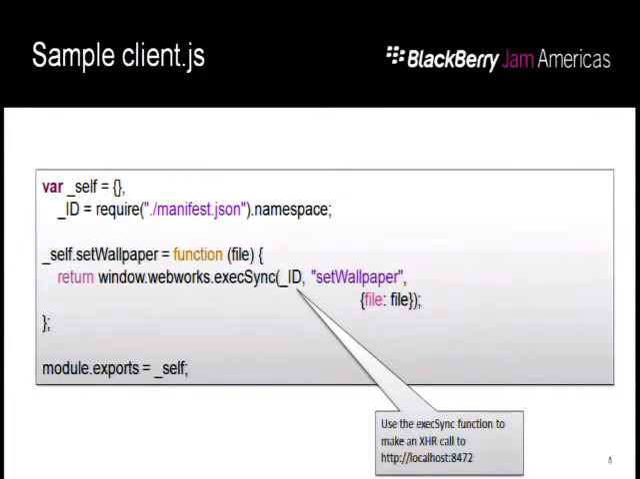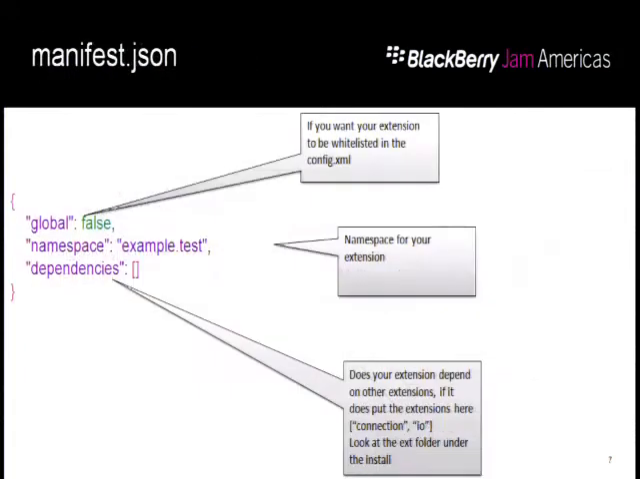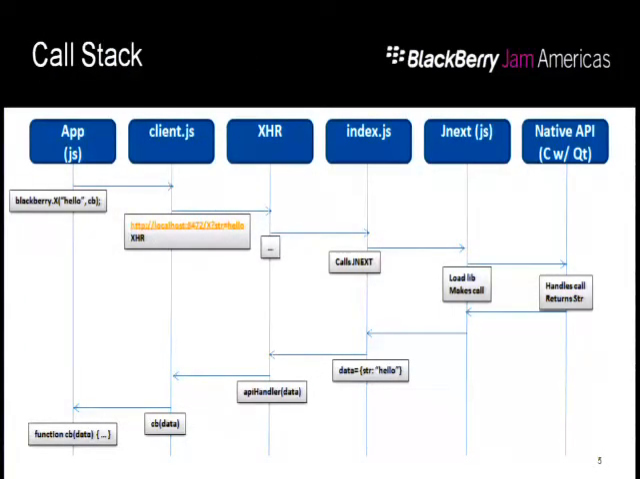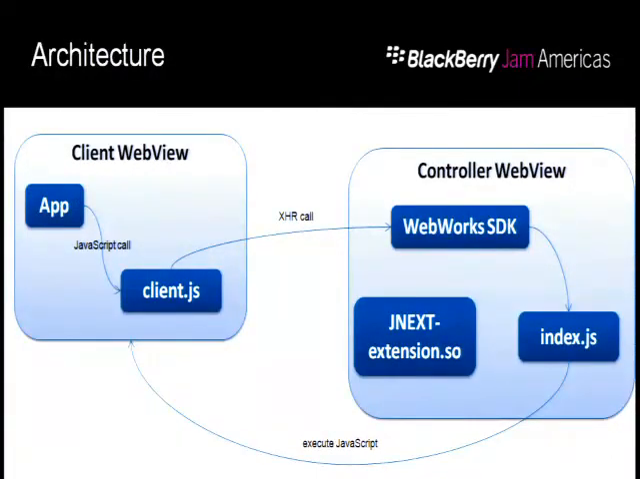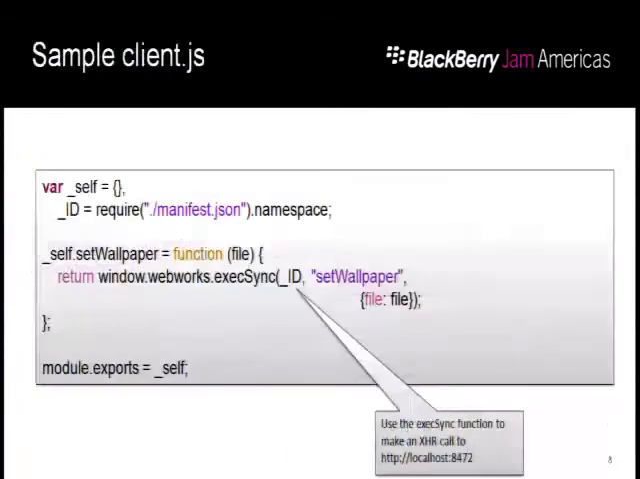So what does this do now? Its responsibility is to make an XHR call. Going back, we know that if we want to talk from the client web view to the controller web view, we have to make an XHR call. Obviously, every extension is going to do this, and we are not going to write all the XHR code every time. So we have the concept of exec sync. window.webworks is available, and you can call exec sync on it. Exec sync will take your namespace and the method that you were calling on the index.js file. Basically, from the client, you're trying to call the index.js file. It also takes the file as a parameter, so you must pass that. All you get is a JSON object, so you fill it up and pass it along.